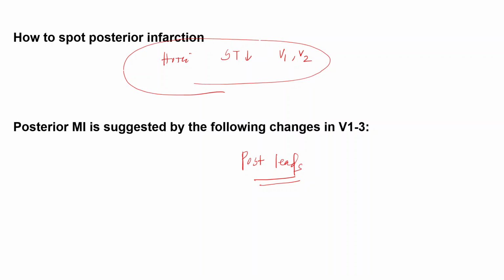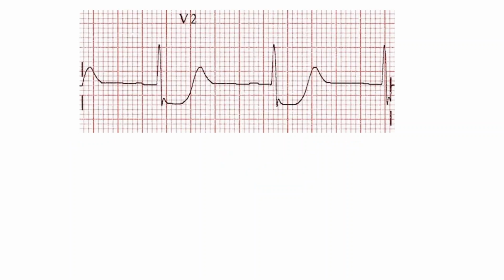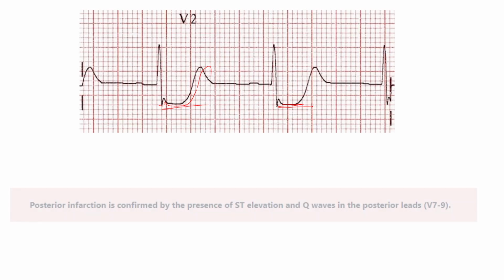So posterior MI is suggested by which of the following changes in V1 to V3? In V1 to V3, you will get horizontal ST depressions. And then you have to take the posterior leads. I have already told you how to take posterior leads. So this is what I am talking about. These are the horizontal ST depressions.